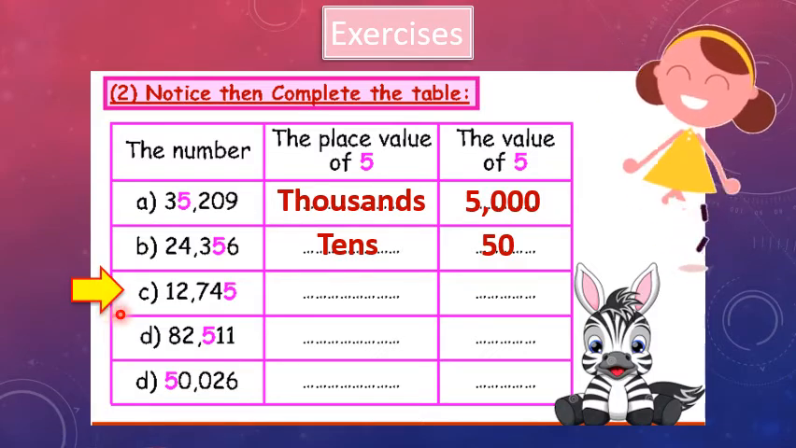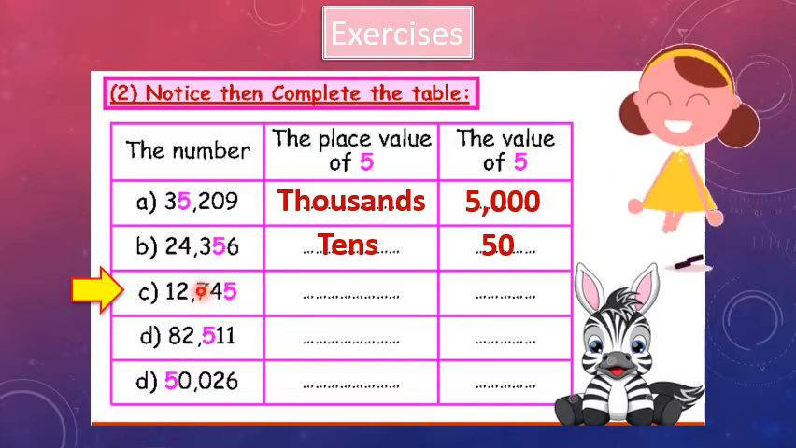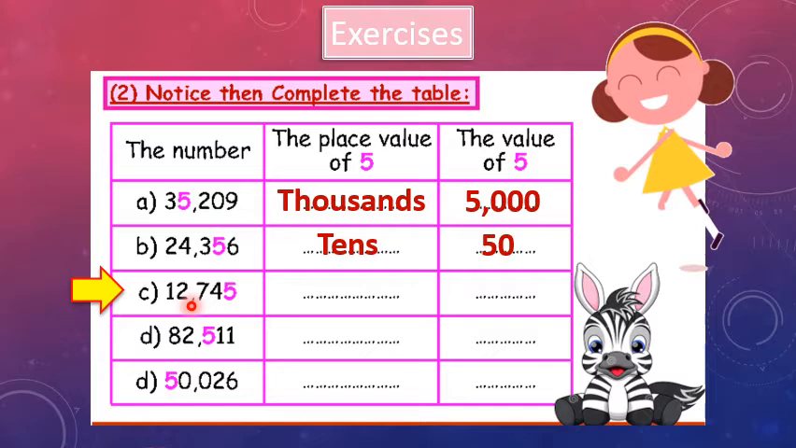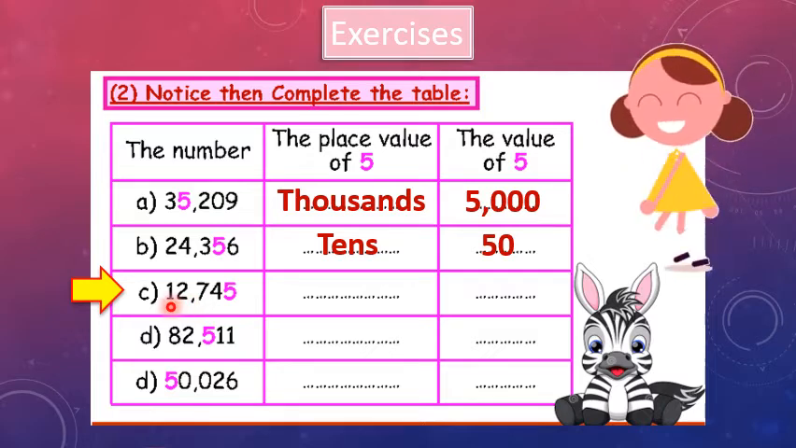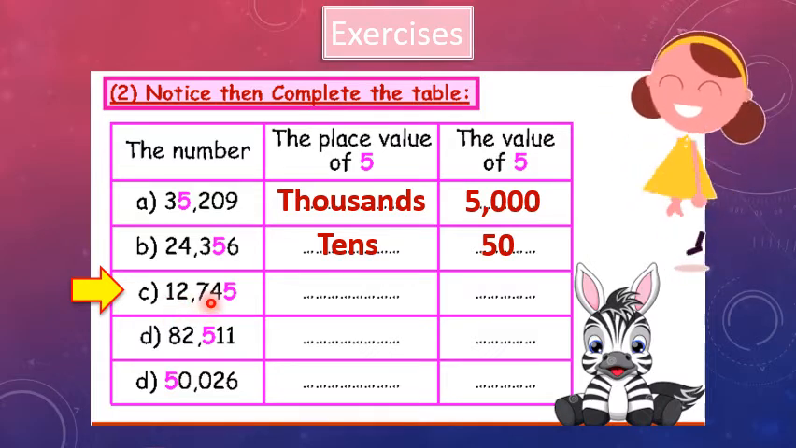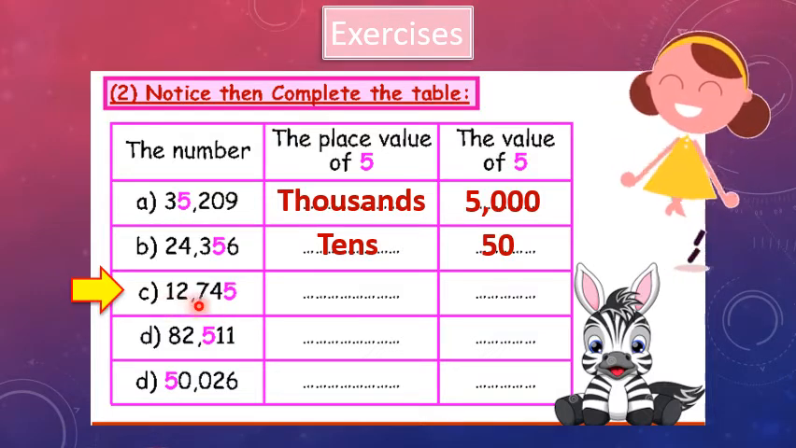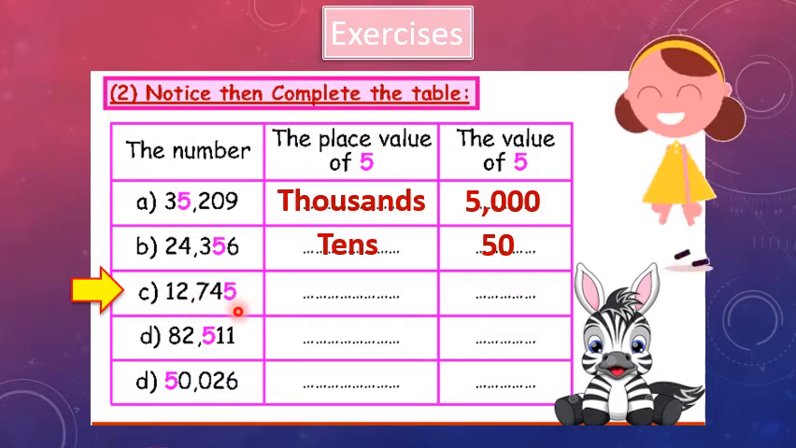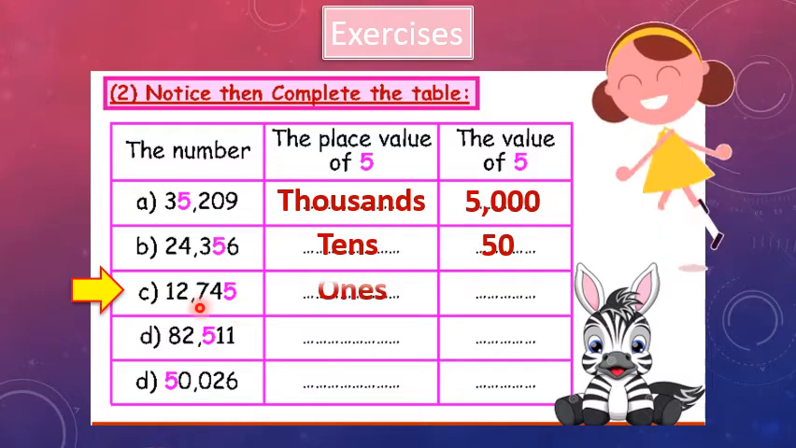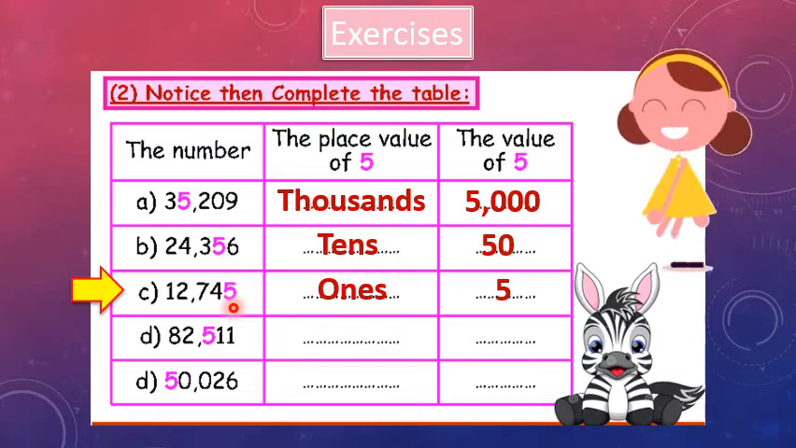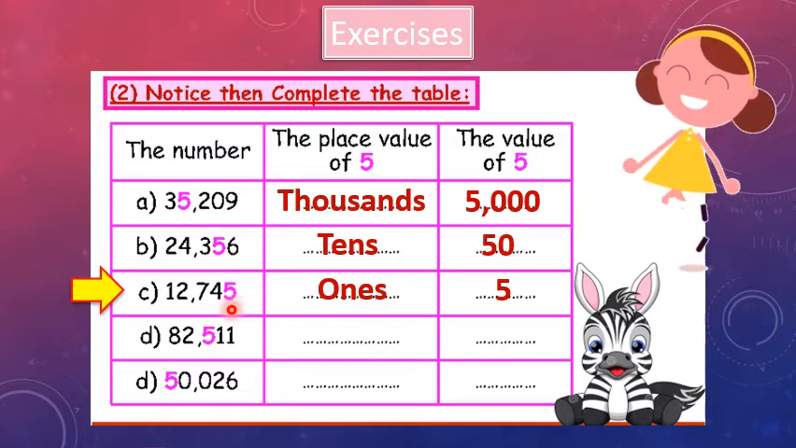Number C. Ones, tens, hundreds, thousands, and put our comma, which is called thousands. Then read the number to the left of this comma. It's called 12,745. Search for 5 in this number. It will be, yes, in the ones place. Its place value will be ones, and its value will be 5 only without any zeros.